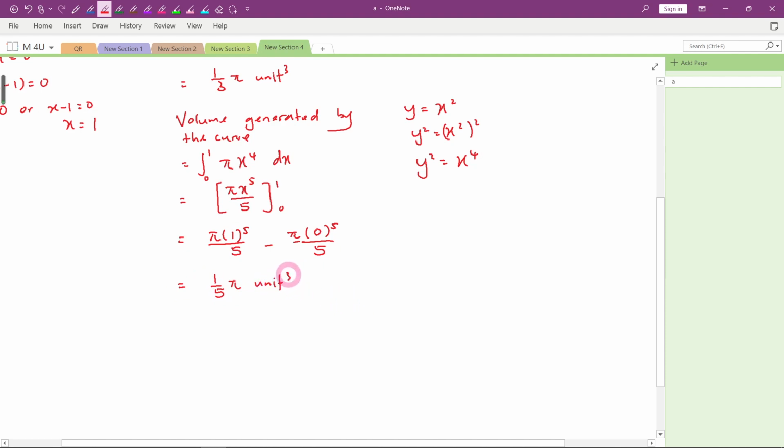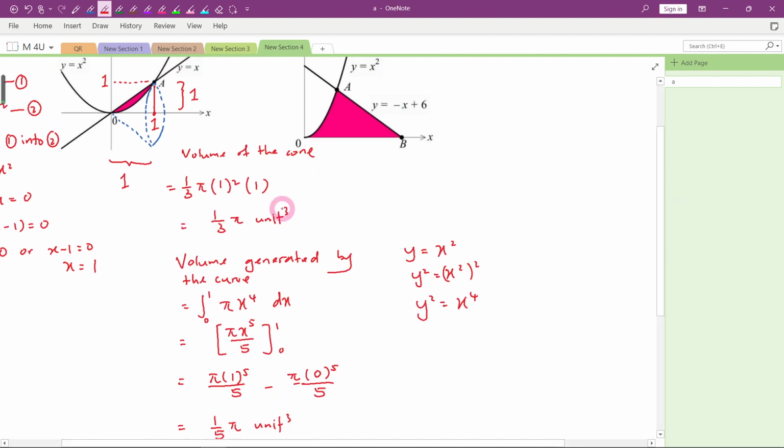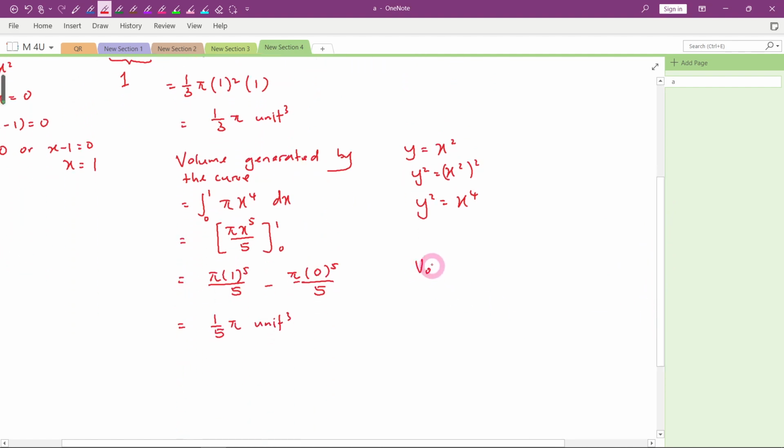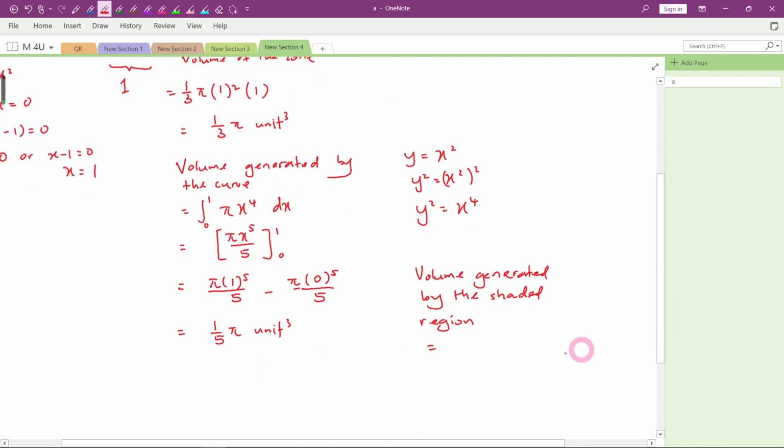Okay, this is a volume generated by the curve, and this is a volume generated by the straight line, which is a cone. So we want to find the volume generated by the shaded region. It will be 1 over 3 pi minus 1 over 5 pi. So this one you can just press your calculator, 1 over 3 minus 1 over 5. This is the answer for this question.